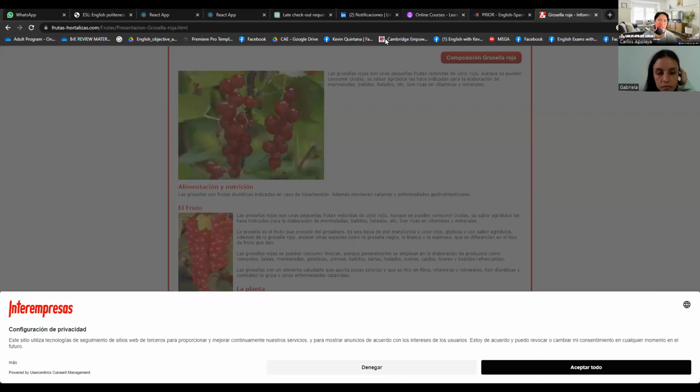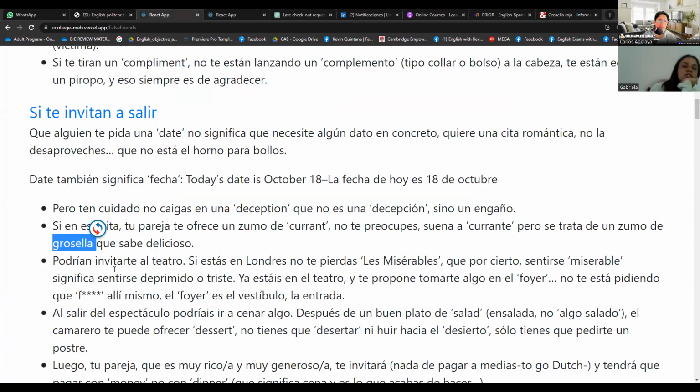Luego dice que podrían invitarte al teatro. Si estás en Londres, no te pierdas Les Miserables, que por cierto, sentirse miserable significa sentirse deprimido o triste. Ya estás en el teatro y te proponen tomarte algo en el foyer. No te están pidiendo qué, allí mismo. Recuerda que foyer es el vestíbulo, la entrada.